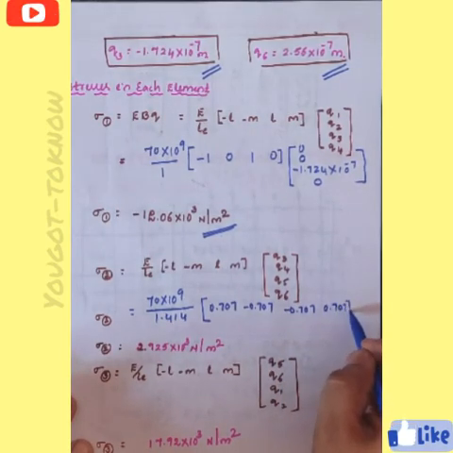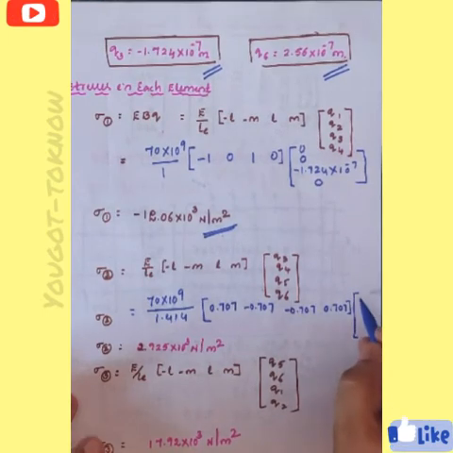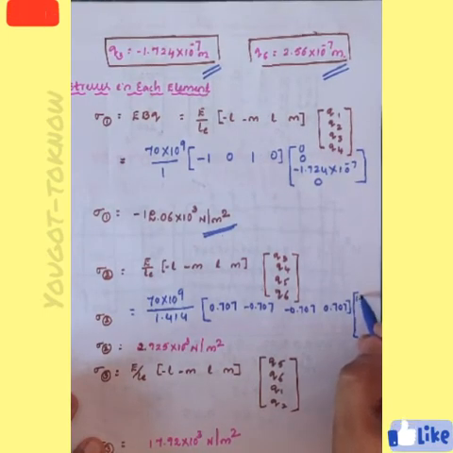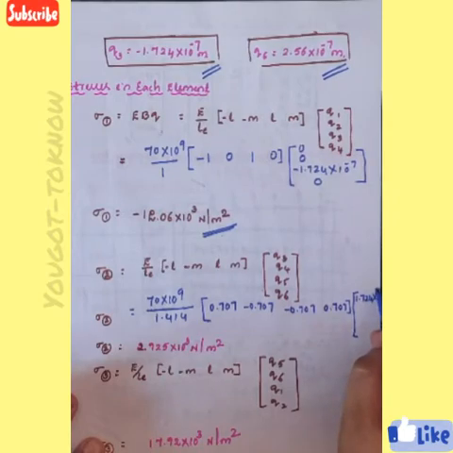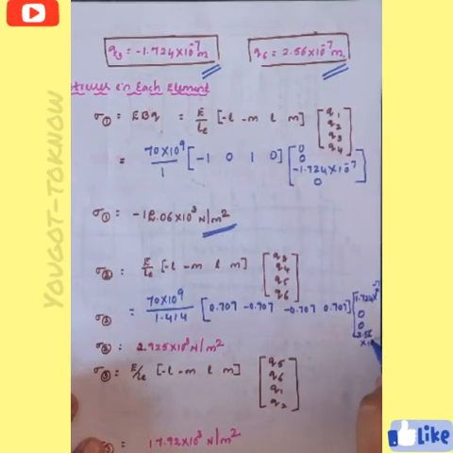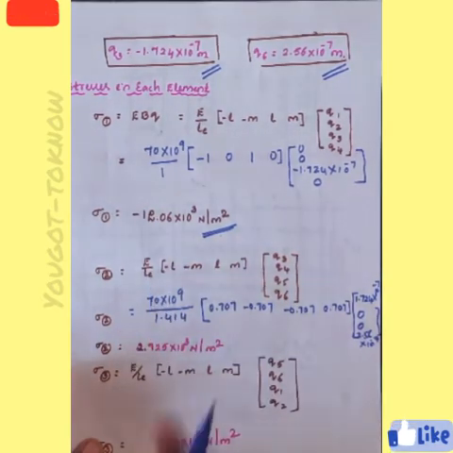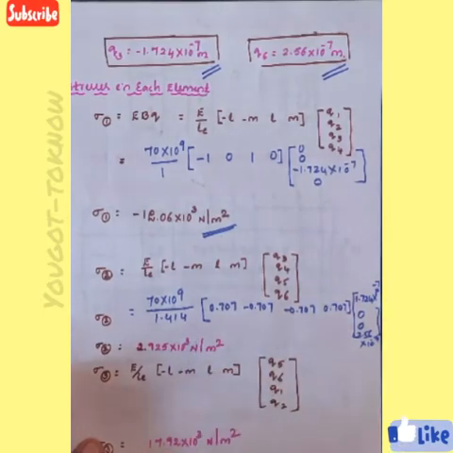0.707 into Q3, Q4. What is Q3? Q3 is 1.724 into 10 power minus 7. Q4 is 0. Q5 is 0. Q6 is 2.56 into 10 power minus 7. Why had I taken Q3, Q4? Because for the second element, the nodes belong to 2 and 3 in your problem. This is the answer you are going to get if you solve it.